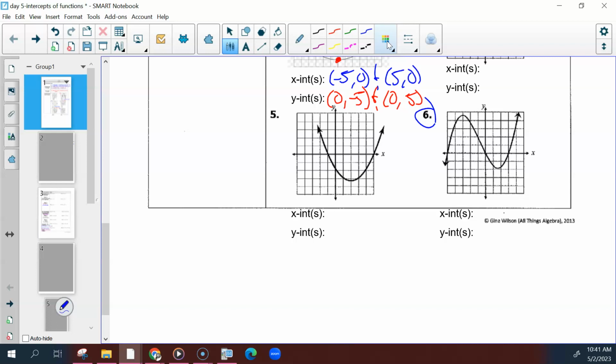Where do we see this go through the x-axis? -5. -5, 0 would be the ordered pair. Where else? 0, 0. Anywhere else? 3. So that would be 3, 0.